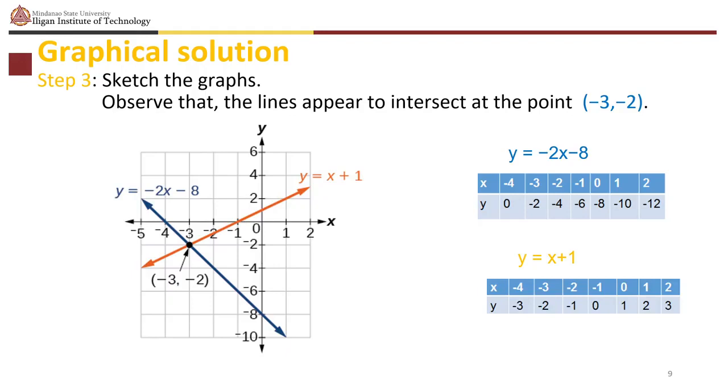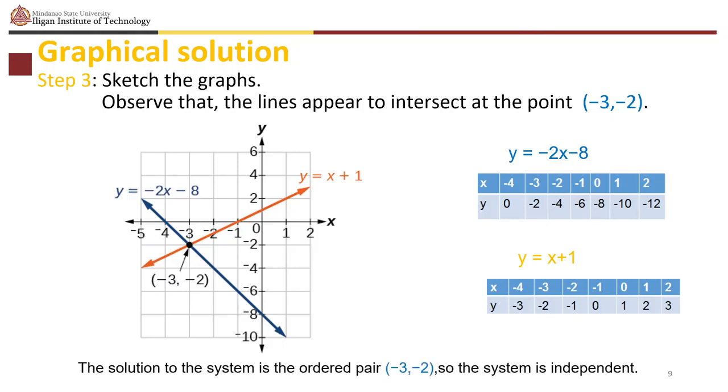When x is equal to negative 3, what do you get? This one, you have y equals negative 2. When x is equal to negative 2, y equals negative 1, and down the line. So the solution to the system is the ordered pair, x is negative 3, y is negative 2. So you sketch that.